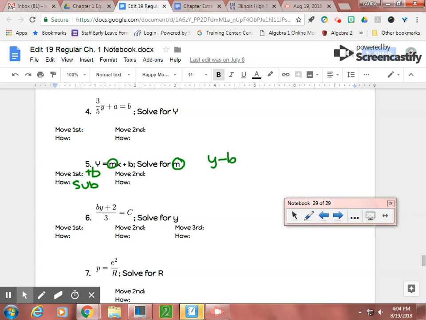So I'm going to have y minus b equals mx. So again, we're still trying to get this m by itself, so we need to move the x to the other side. Well, it's m times x. The opposite of that is going to be to divide. So we're dividing the x away. So our m is going to be equal to y minus b over x as our final equation for that.